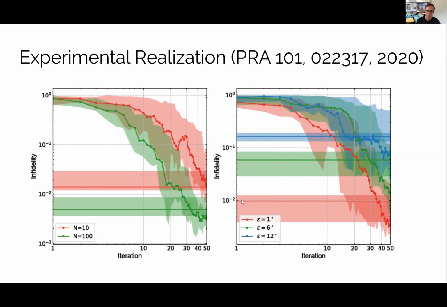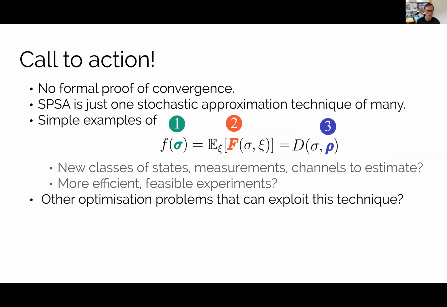And again, the horizontal lines are simulated, what would happen if you did standard process tomography, and as you can imagine, you get worse fidelity as that amount of rotation error increases, and the self-guided algorithm will continue to converge. And again, after a small number of iterations, it converges beyond the lower bound on standard process tomography. Okay, so that's it.